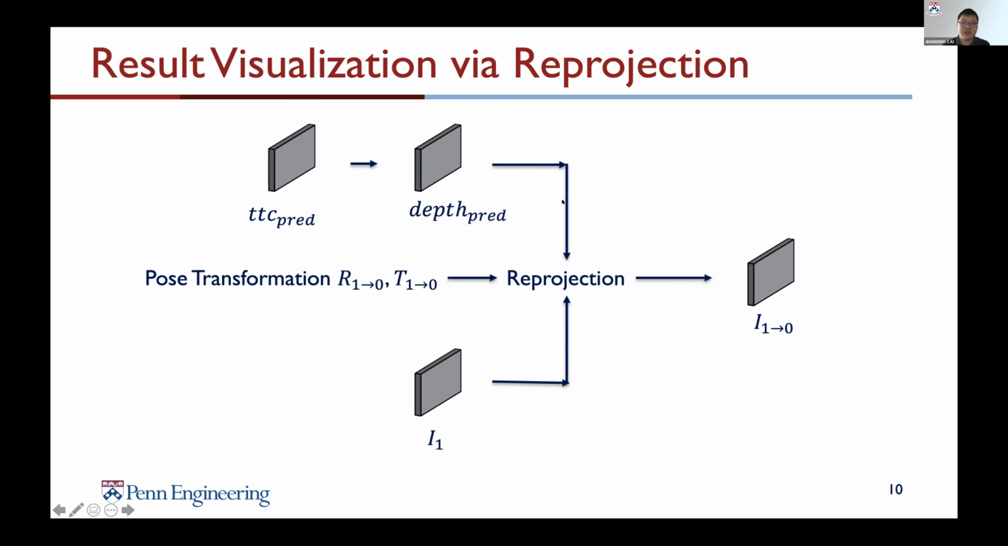And once we have the predicted depths, we can do a reprojection from the second frame to the first frame, so that we are synthesizing an image at the pose of the first frame using the predicted time to collision or predicted depths from the second frame. So ideally, if the predicted time to collision is perfect, the synthesized image is going to be exactly the same as the first reference image.